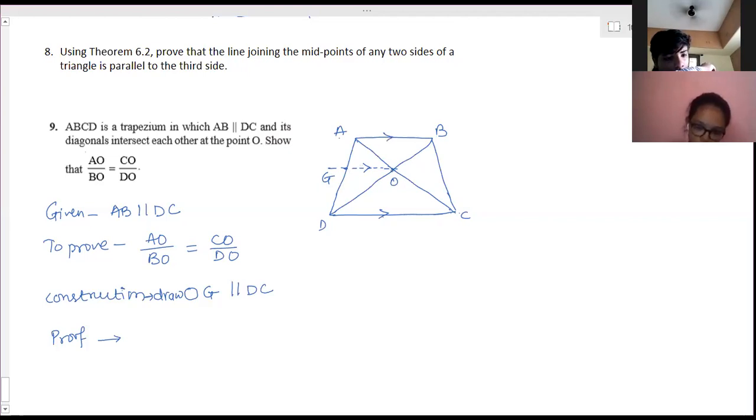Now use GO parallel to DC in triangle ADC. Therefore, by BPT it is AG by GD is equal to AO by OC, right? Now same OG is parallel to BA. So in triangle ADB, you can use AG by GD is equal to BO by DO. And then AG by GD is equal in both the ratios. So you have to equate those two.